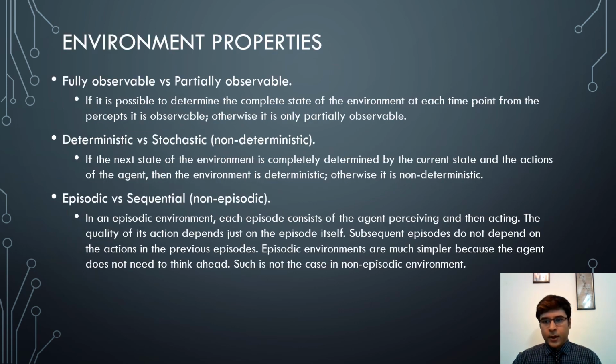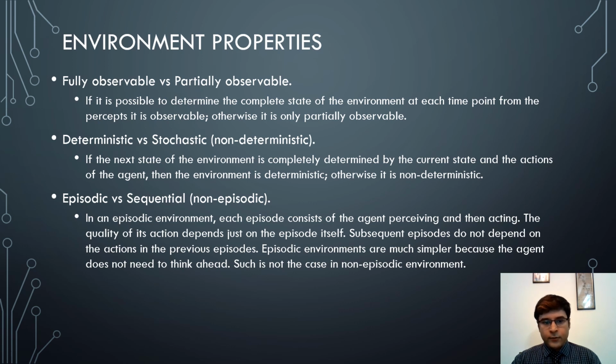Next, we see various types of environments where an agent is deployed. First is fully observable versus partially observable. If it is possible to determine the complete state of the environment at each point of time from the percepts an agent gets, it is observable. Otherwise, the environment is partially observable. Here, the state of the environment means its attributes, and if those attributes are determined by the agent, then the environment is fully observable, else partially observable.